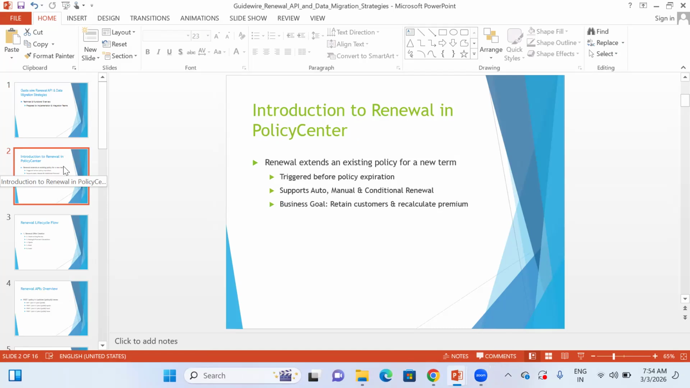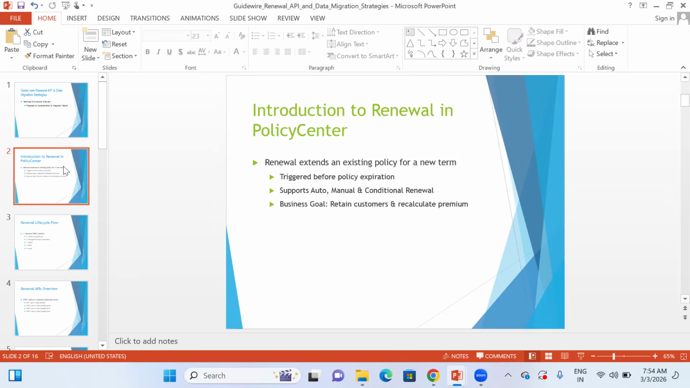So this is an example that I'm taking, renewal in Policy Center, because as we know, Policy Center is something that we use to create any new submissions, cancellations, reinstatements, all that. In that regard, understanding renewals in Policy Center.